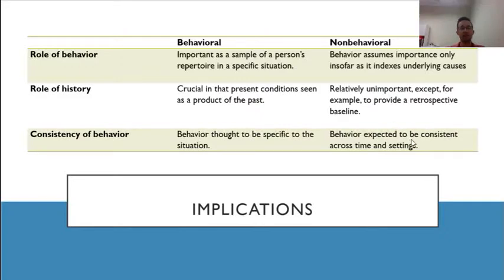Now let's look at the consistency of behavior. Behavioral approaches actually expect behavior to be consistent across time and settings. That makes sense if you recall that approach doesn't attribute causation to the environment. So if it doesn't attribute causation to the environment, then if you change the environment, why would the behavior change? Well, we know that behavior changes across environments. The consistency of behavior from a behavioral approach is that behavior is thought to be specific to the situation, and that fits very well with everyday observations and common sense. Right? So these are some implications of taking a behavioral view versus a non-behavioral view in an assessment.